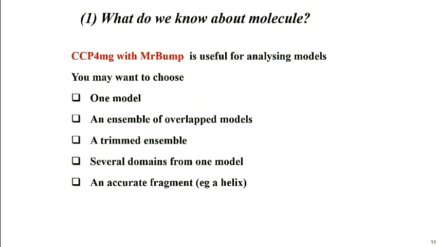And I say, I've always put in a plug for CCP4MG with Mr. Bump. It does a sequence search, and then you have the visual ability to look at all your models. And when you look at those models, you might decide what you want to select. Do you want to just take a single example? Do you want to take an ensemble? Do you want to trim that ensemble? Do you want a single domain, separate domains? Or, people later are going to talk about the fact that you can just use, if you've got good enough data, a single accurate fragment.